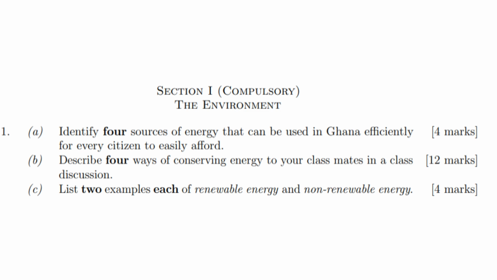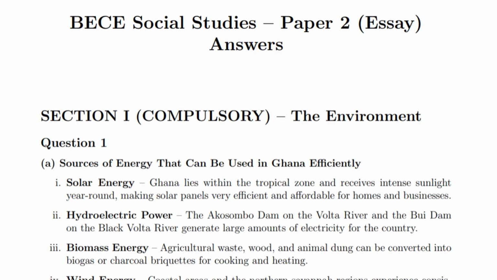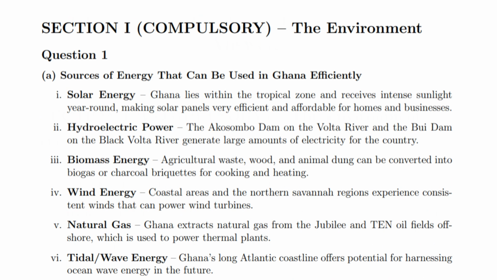So let's take a look at the answers. So question 1, the sources of energy that can be used in Ghana efficiently. We have solar energy, we have hydroelectric power, we have biomass, and we have wind energy. We also have natural gas and tidal or wave energy.